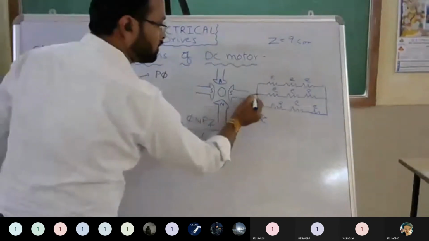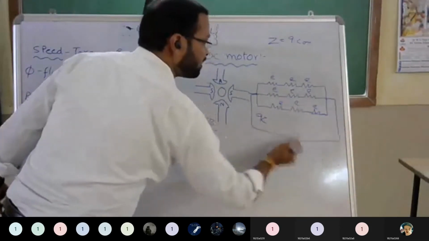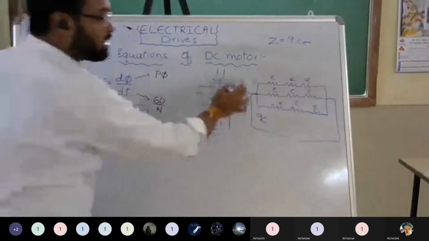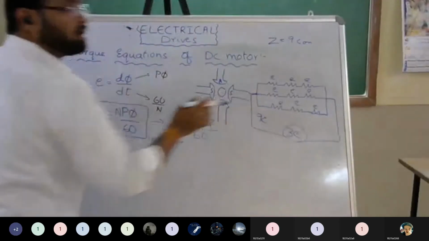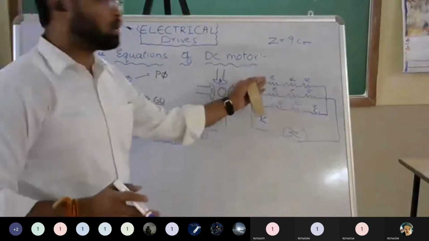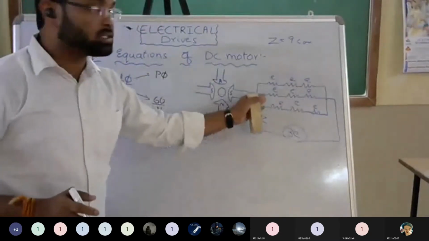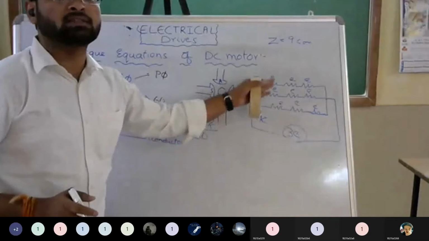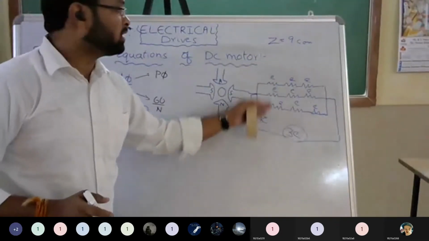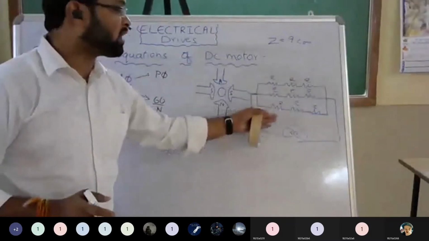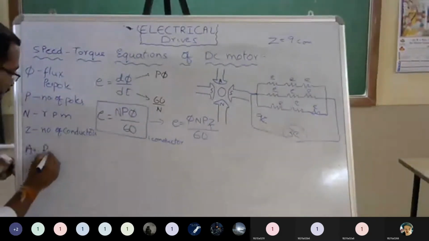But originally, how much is it generating? Not 9E. 3 E's are in parallel, and parallel means the voltage will be 3E only. If they are in parallel, the voltage will be equal. Only what is in series we have to add, but here we added completely. So we have to consider how many parallel paths are there. Suppose 3 parallel paths, then the total is 9E by 3. If it is 6, it is 9E by 6. If it is 5, it is 9E by 5. So we will take A as the number of parallel paths.